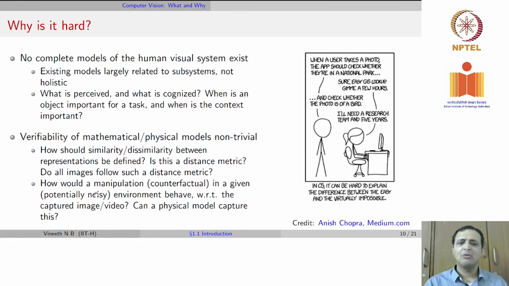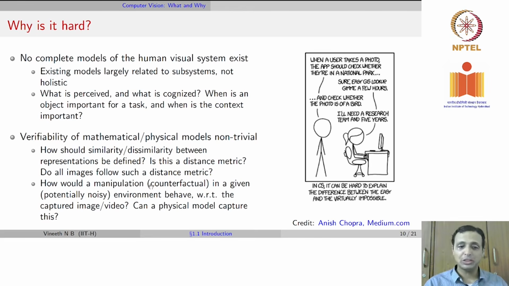Finally, how would you handle it if you manipulated an image, what is typically called a counterfactual? A counterfactual is where you take an image and ask the question, what if I had a particular object in this image changed? So you had an image of the scene in front of you, and let's say instead of a laptop, you placed a table lamp there. How would the scene look and what would change in your perception of that image? Those are called counterfactuals.